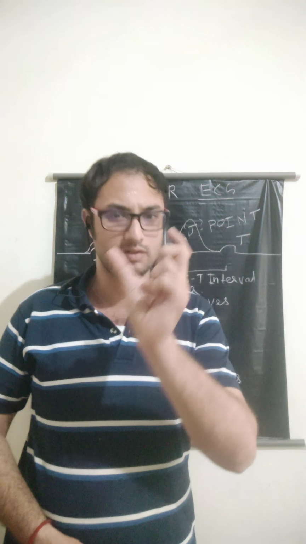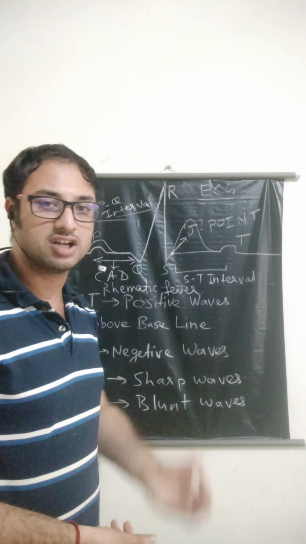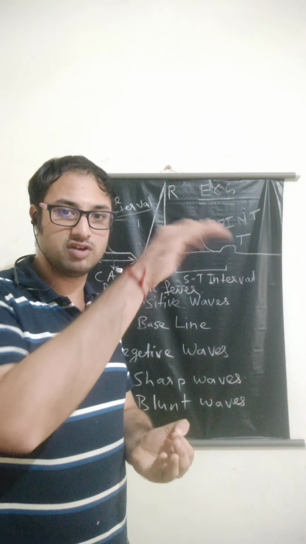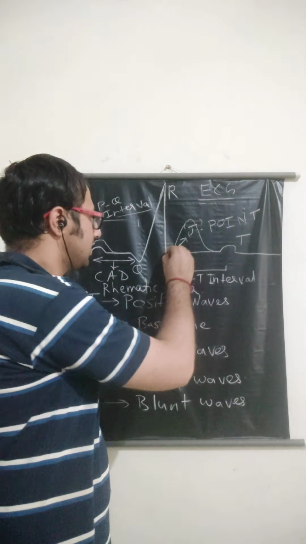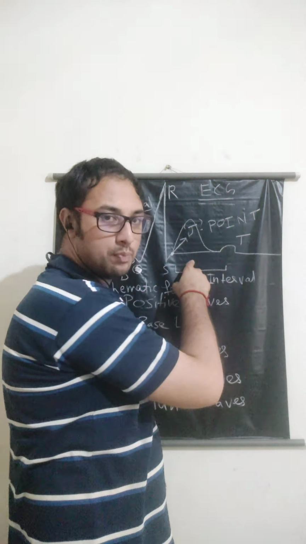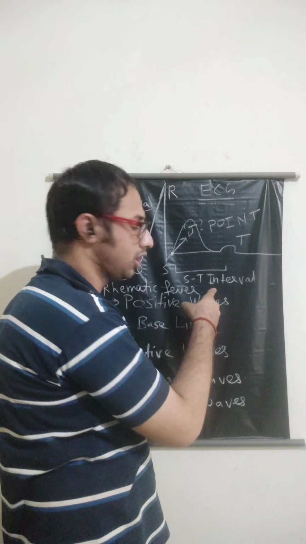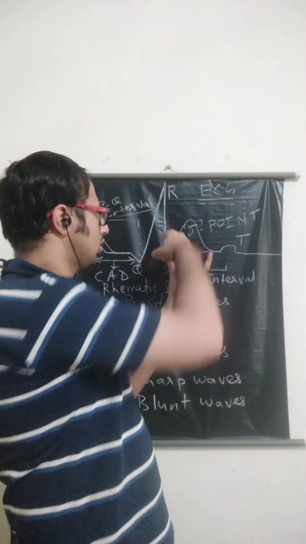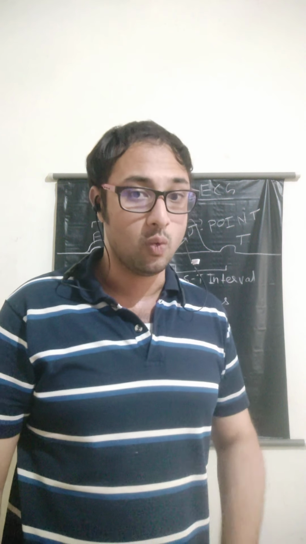Understood? If the question is asked, in the case of myocardial infarction, which wave becomes enlarged? So you should write ST elevation. This is also called J point elevation. This elevation is called J point elevation or ST elevation. So that is an indicator of myocardial infarction.